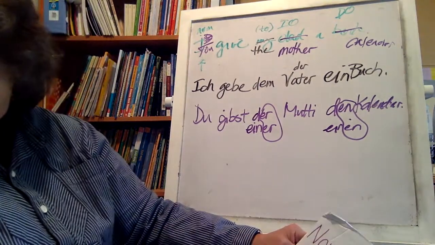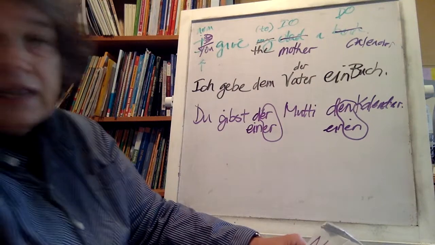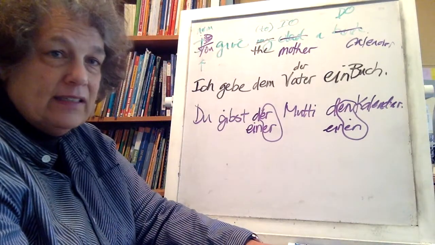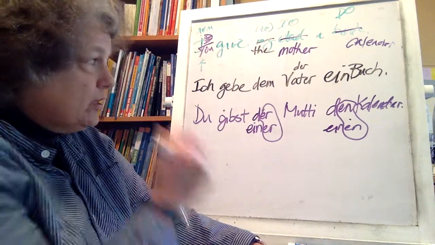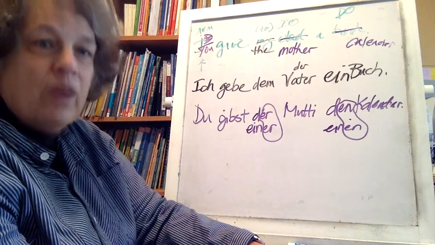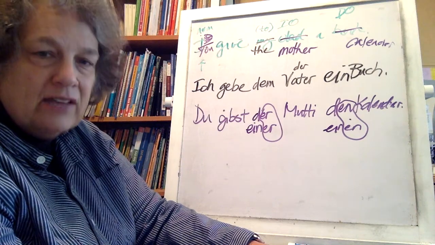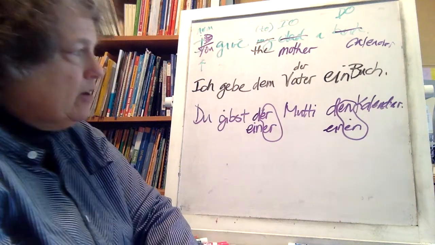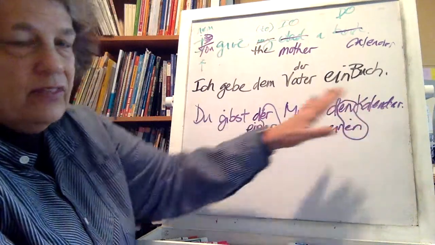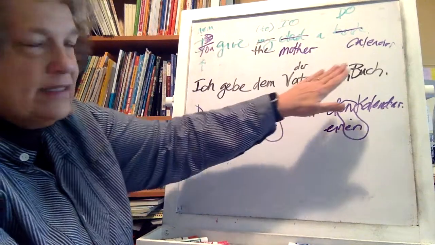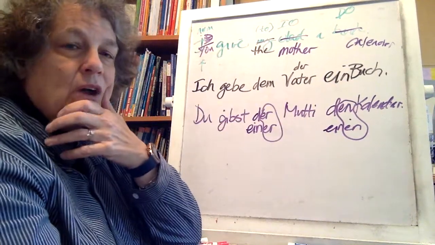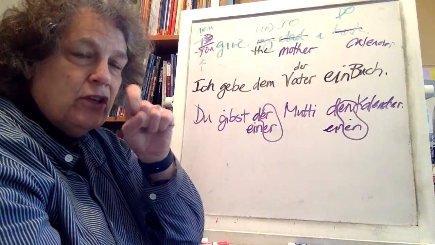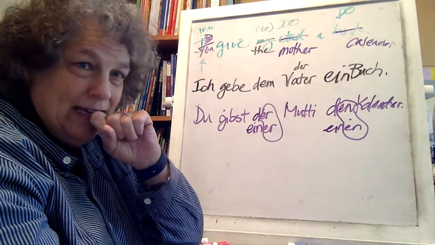This is explained on page 319, and you're going to be practicing this until you're blue in the face. The first practice is you're going to be doing it this way, with nouns. Nouns are things or people. So here, the noun is the calendar, and the noun is the mother. The noun is the book, and the noun is the father.